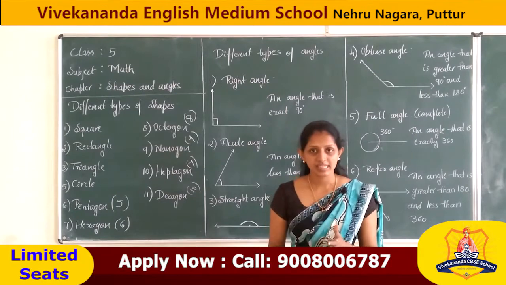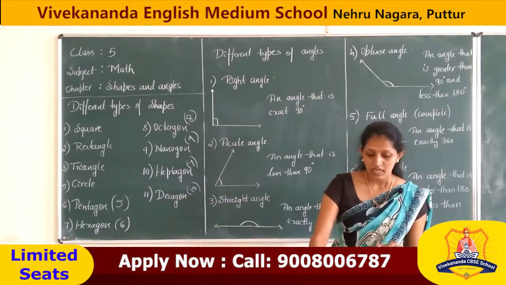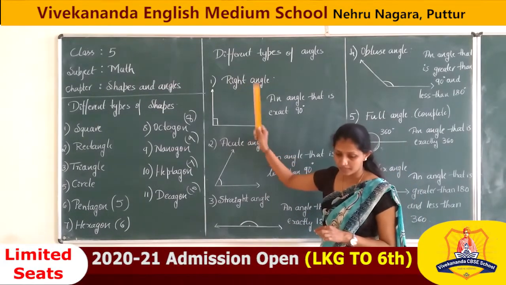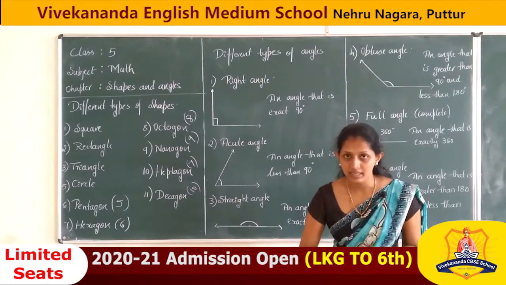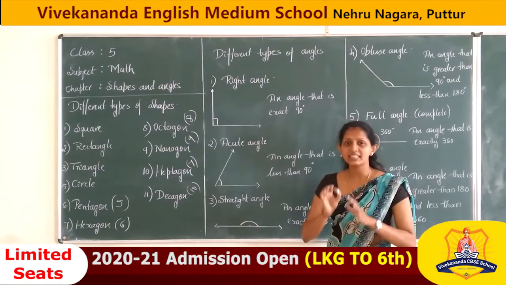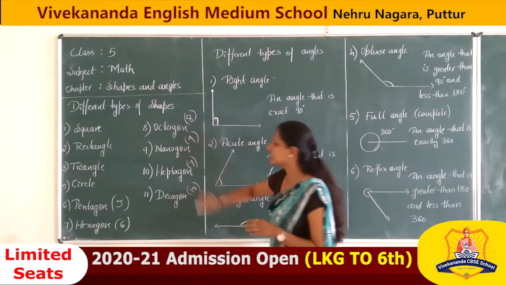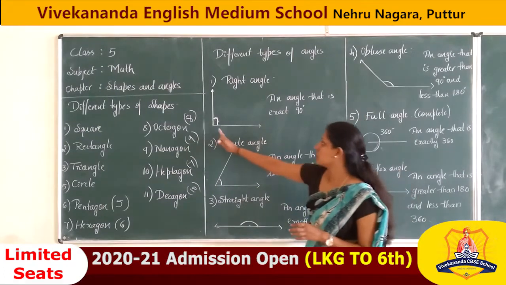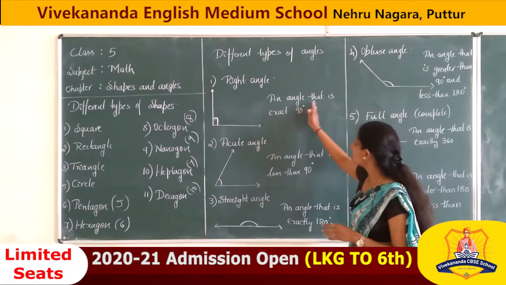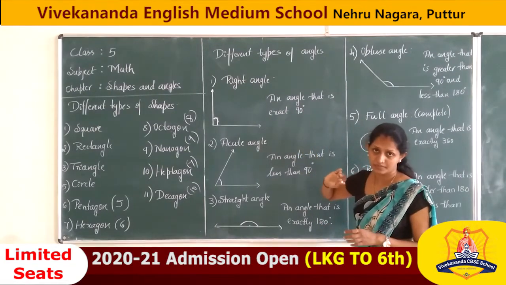First we will see a right angle, okay? First we are going to study a right angle, okay? So what is a right angle? An angle that is exactly 90 degrees, between two straight lines, okay? An angle that is exactly 90 degrees, okay?